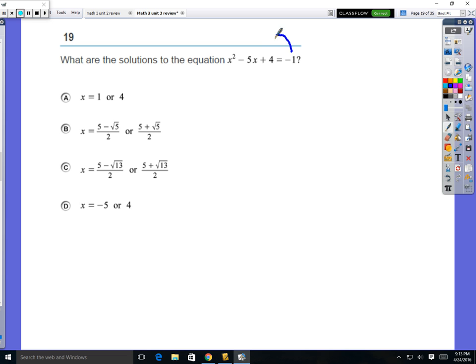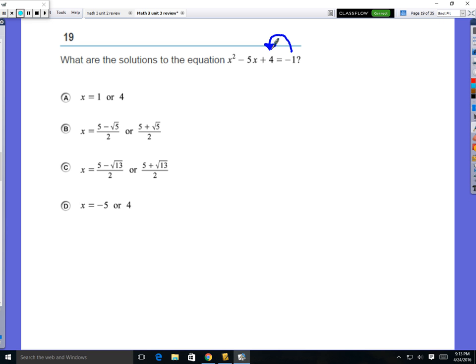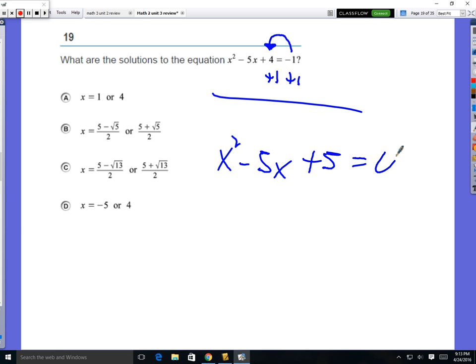Alright, let's move this over here. I don't think we're going to be able to factor it. Plus 1, plus 1. So you've got x squared minus 5x plus 5 equals 0. Okay, now here's the question. What times to give 5, but adds to give the middle? The only thing that times to give 5 is a 1 and a 5, and it's positive, so they're either both positive, which gives you 6, or they're both negative, which gives you negative 6. So you cannot factor it.